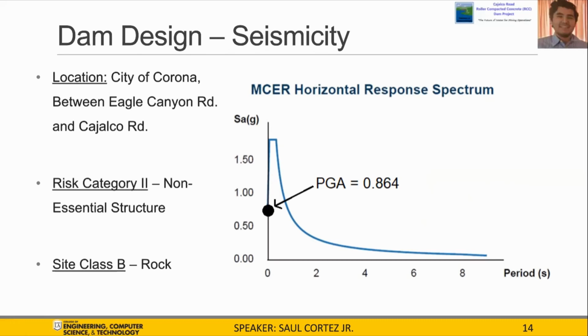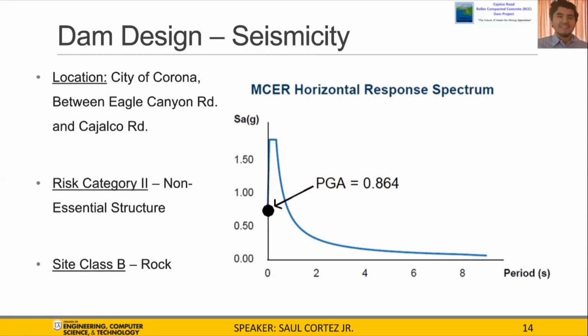Risk category 2 classifies the structure as non-essential compared to the other risk category structures marked as essential, such as hospitals and schools. It presents a minor hazard to life if failure happens to the structure. Site class B means that the soil identified underneath the project site is mostly rock composition, as previously mentioned being granite and diorite.